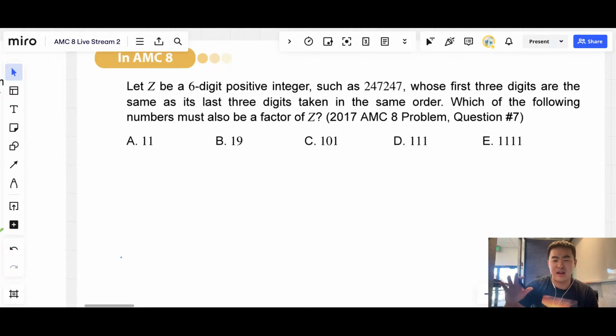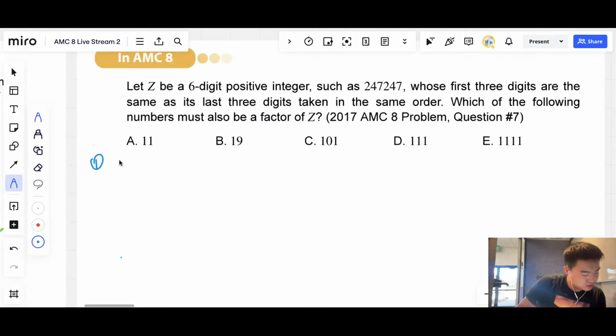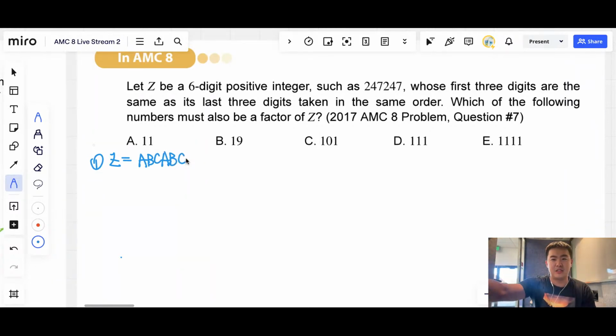Remember, when a question asks you to find a 3-digit, 5-digit, or 6-digit number, we can always write the number using letters to stand for each digit. So our first step: let's suppose the number is z, and it can be written as abcabc. The reason we put abcabc is because we are told that the first 3 digits are the same as the last 3 digits. So there should be a bar on top of this number.